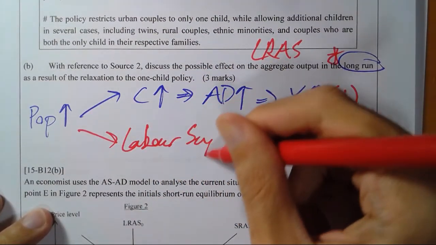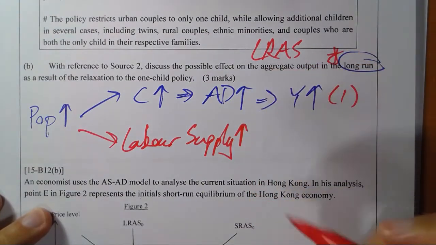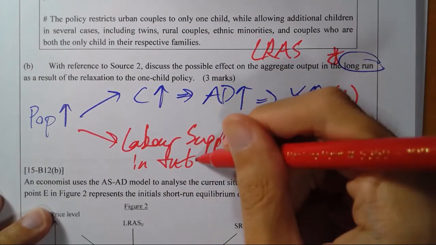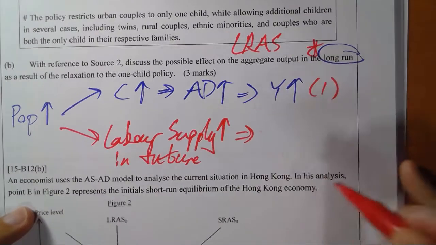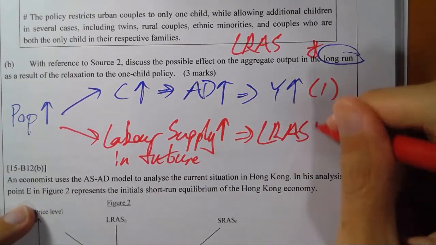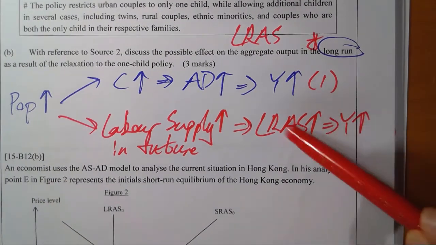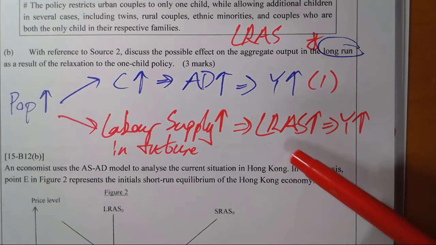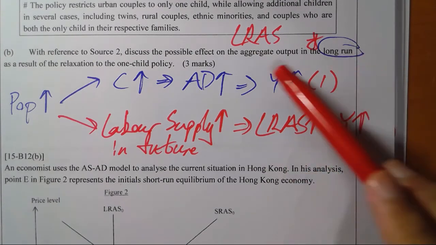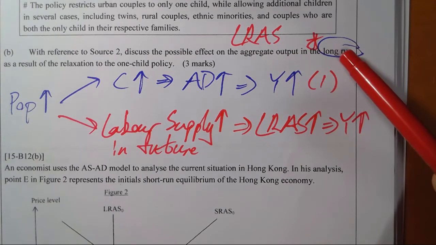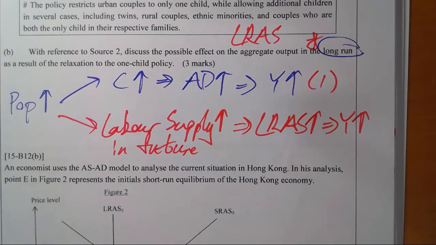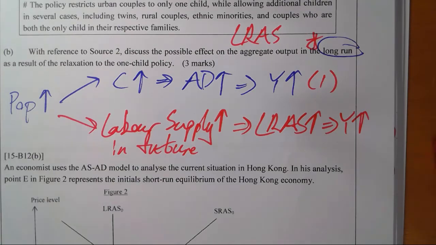labor supply in the future would go up. Therefore, our LRAS would go up. Y would also go up. Now this will score you full marks because you're talking about LRAS. By definition, if I want output level to increase in the long run, it must be long run AS, not AD. Because AD only results in an inflationary gap, like we mentioned in the last video. OK? Now, next one.